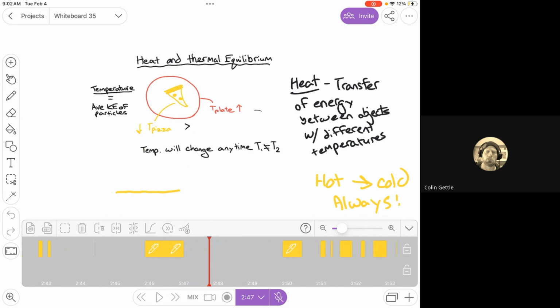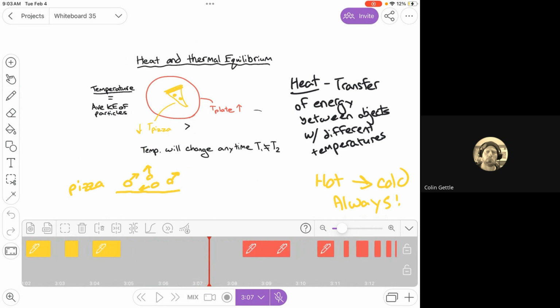So we can model the plate here with a lower temperature with particles. We draw particles as little circles. Each of these circles is in motion, has kinetic energy, so we can represent that with arrows. The longer the arrow, the more kinetic energy it has. They're moving and vibrating. And then the pizza, they're moving and vibrating a lot because it's hot. We're going to use yellow to represent these particles. I'm going to assume the particles in the pizza and the plate have the same mass. That's going to simplify this as well.